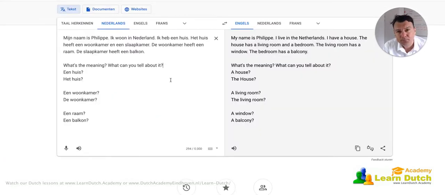Here's an example. Mijn naam is Philip. Ik woon in Nederland. Ik heb een huis. Het huis heeft een woonkamer en een slaapkamer. De woonkamer heeft een raam. De slaapkamer heeft een balkon.